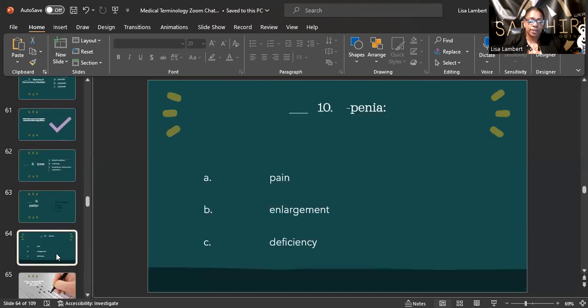Oh, you do. Okay, and that's good. This is a good one too. What do you guys think about this one? Pnea, pain, enlargement, deficiency. Pnea. Some of you have already been in medical terminology. What are you getting from this? What do you think it is? Pain.